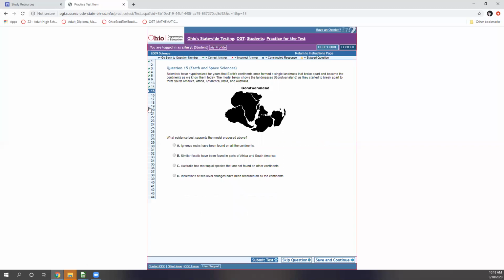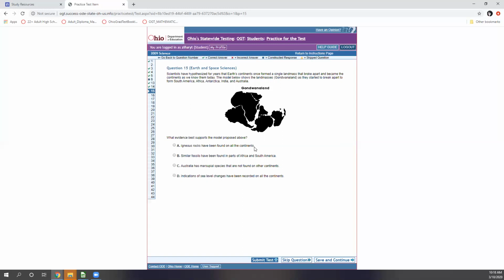So let's see what we have. I've talked about this. This is one way they ask the question about Alfred Wegener. So we're going to look at this. Scientists have hypothesized for years that Earth's continents once formed a single landmass that broke apart and became the continents as we know them today. The model below shows the landmasses Gondwanaland as they started to break apart to form South America, Africa, Antarctica, India, and Australia. What evidence best supports the model proposed above?